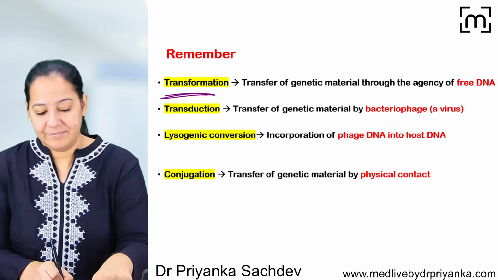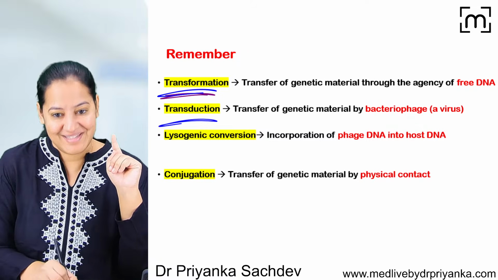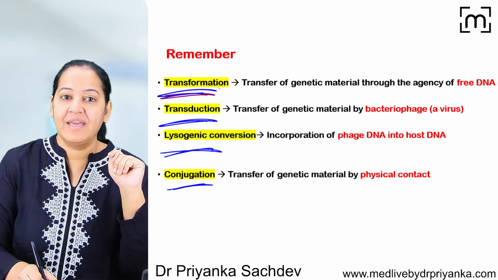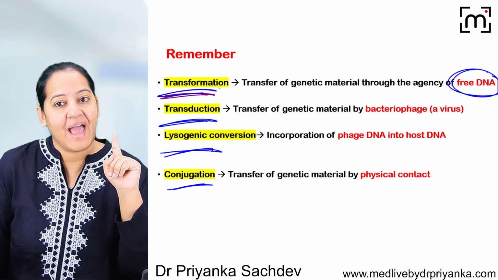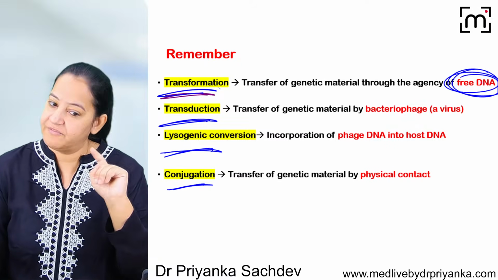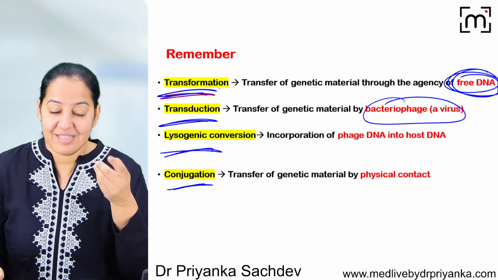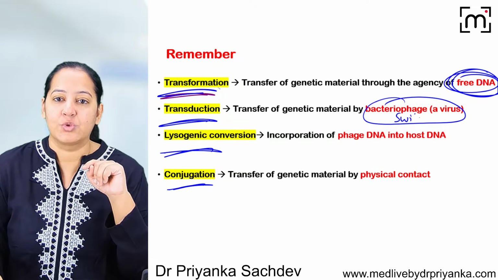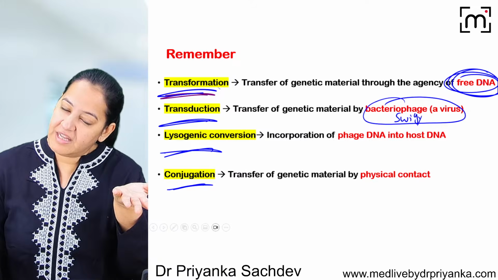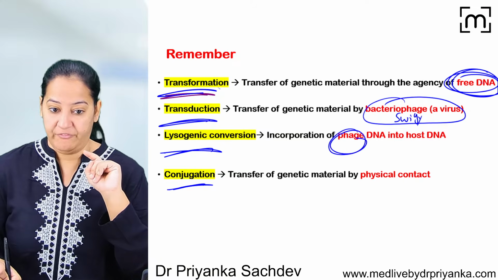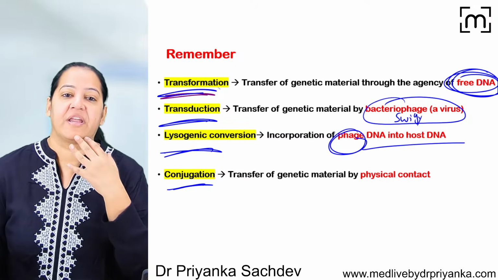What are the 4 methods? Transformation, transduction, lysogenic conversion, and conjugation. Transformation: here the free DNA or naked DNA is moving from one bacteria to another. The first bacteria is dead. In transduction, the agency is bacteriophage. The bacteriophage is doing pick and drop service. It is acting like Swiggy and it is taking the DNA of one and transmitting it to another. In lysogenic conversion, here also we have bacteriophage, but the phage's own DNA is integrating with the bacteria.